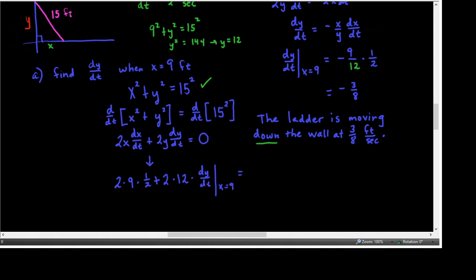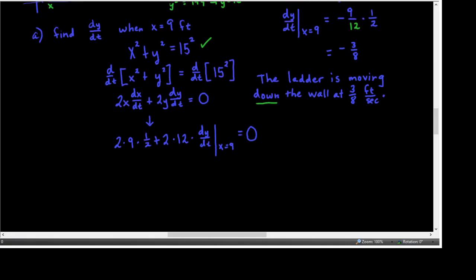So just substitute directly into the equation that you get after you've done your implicit differentiation, and then solve for your unknown. So this is going to be 9 plus 24 times dy/dt, evaluated when x is 9, equals 0. So to solve for dy/dt when x is 9, I would first subtract 9, then divide by 24, and simplify. And of course I get the same answer, obviously.